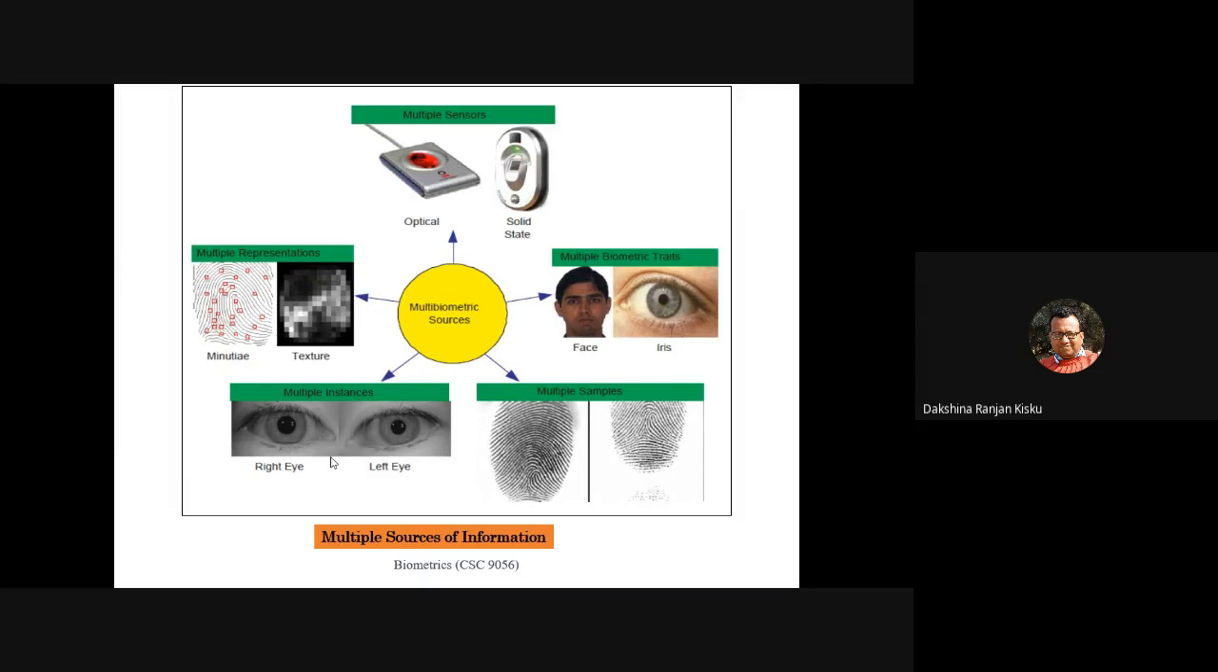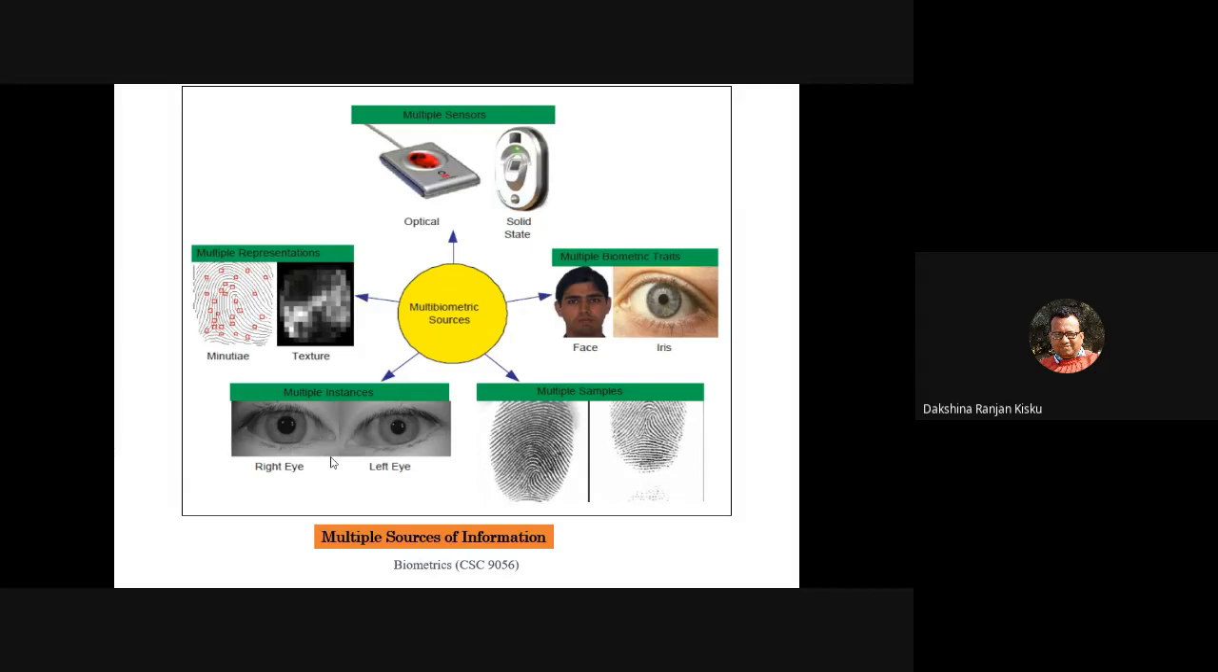Now, what are multiple sensors? Multiple sensors means if we use different sensors for capturing the same biometric trait, then we are using multiple sensors for capturing the biometric trait. For example, to capture the fingerprint data from a fingerprint, we can use the optical sensor as well as the solid state fingerprint sensor. These are two different sensors. So we can use these two different sensors to capture the same biometric trait or same biometric evidence like fingerprint.